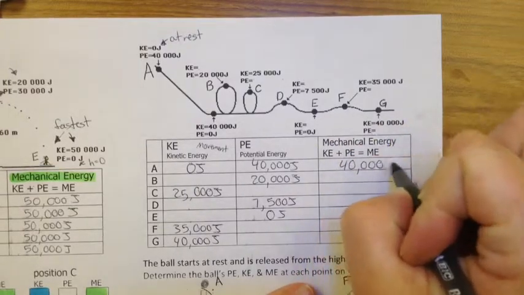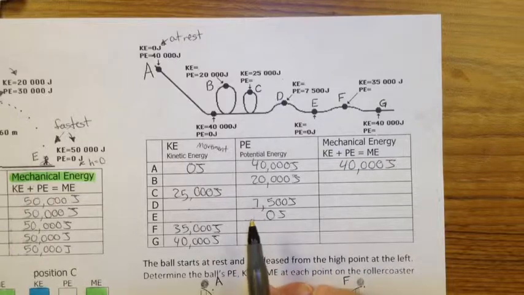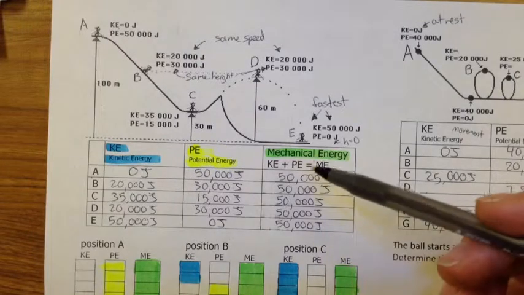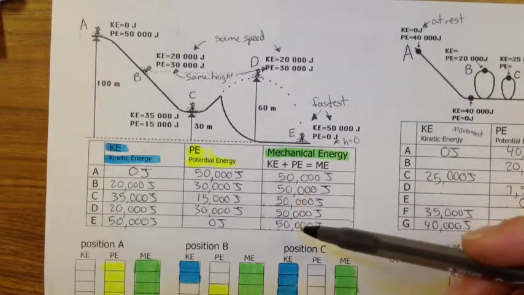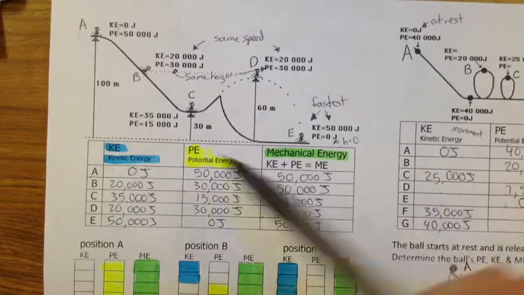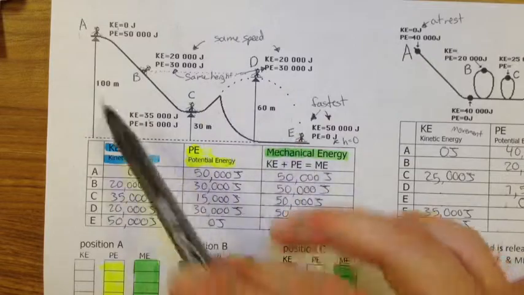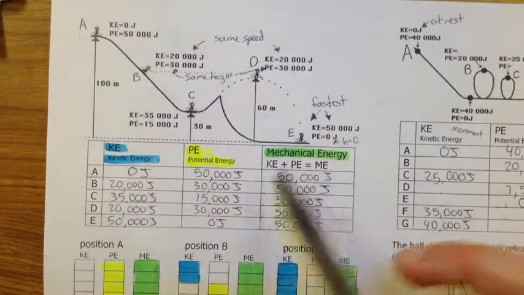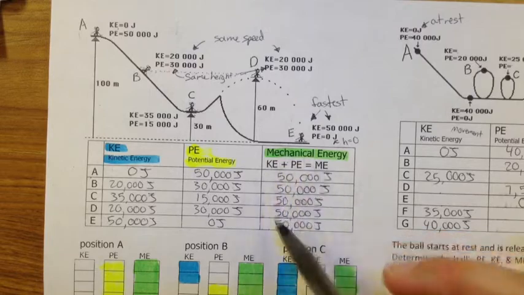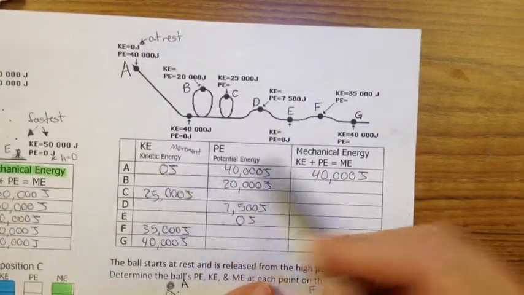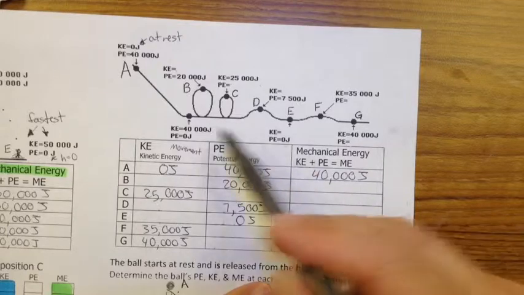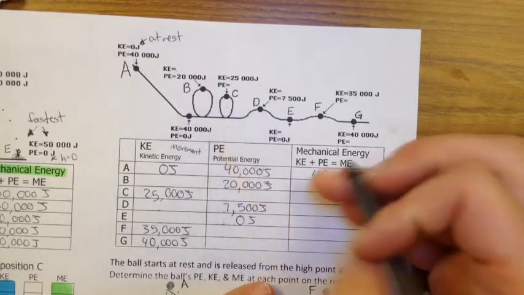40,000 joules. Now, what did we learn from the skier about mechanical energy? We learned that the mechanical energy is constant. The mechanical energy does not change. Position A, position B, C, D, or E, it does not matter the position within the system, that mechanical energy is constant. It does not change. It stays the same. So in this system, if my mechanical energy at position A is 40,000, my mechanical energy at position B is 40,000.